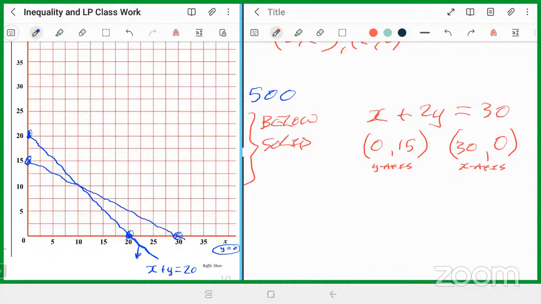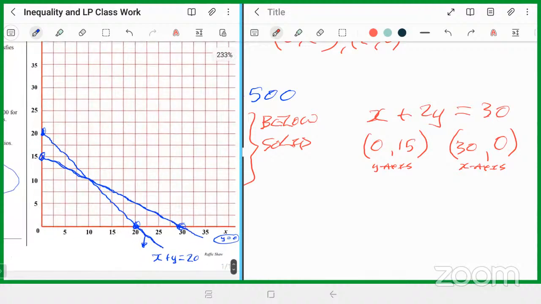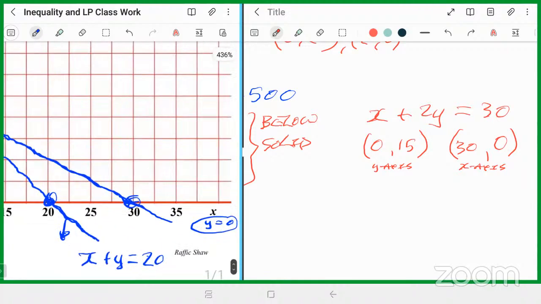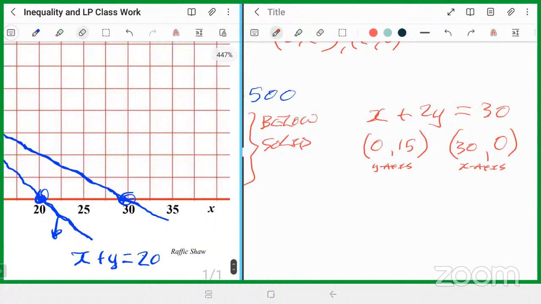That is it. I can't draw it straight with this device, guys, so you have to bear with me. Extend it out and then label the line with the equal sign. Let me take off this y equals 0. So the line is x plus 2y equals 30.